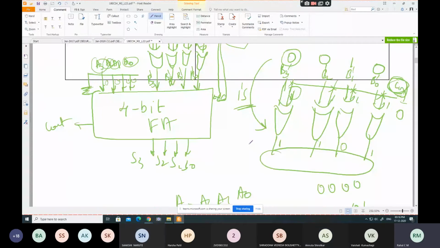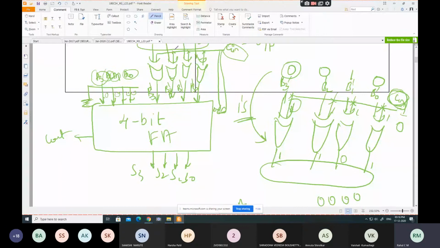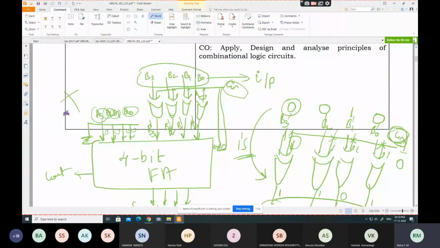Actually, the principle of addition and subtraction is happening. This is an adder and subtractor circuit, a 4-bit adder and subtractor. If Cin is 0, what is the B3 and B3 bar relation? Are they complement or are they identical?